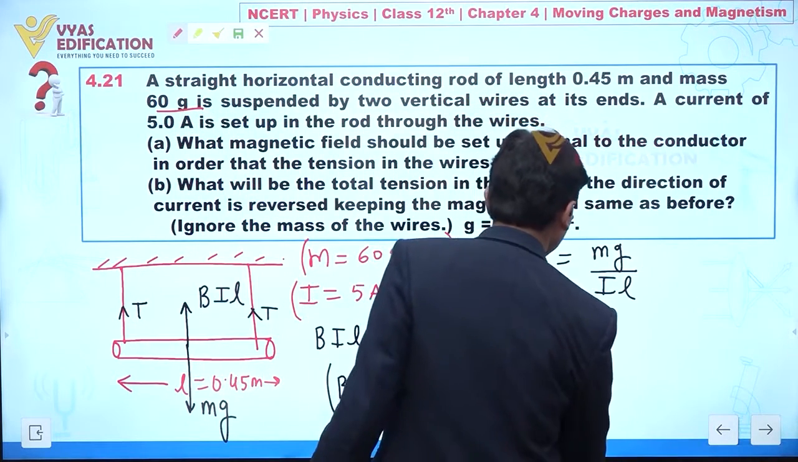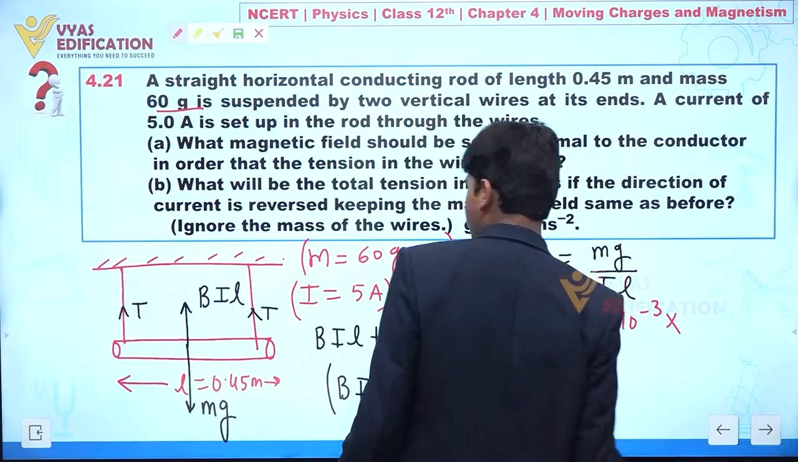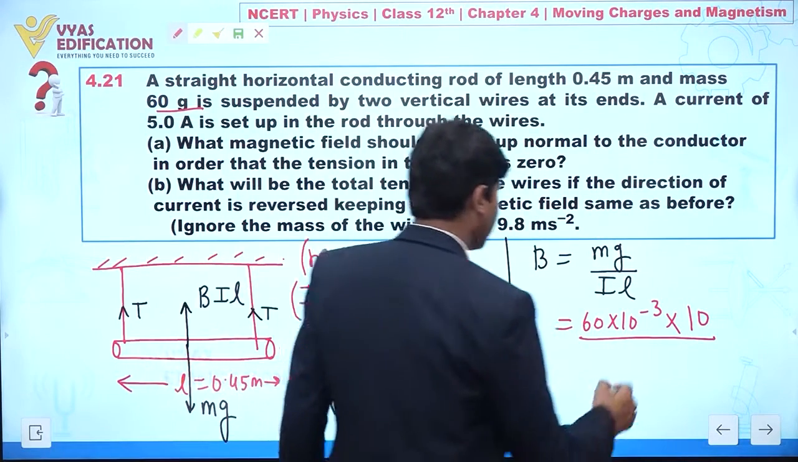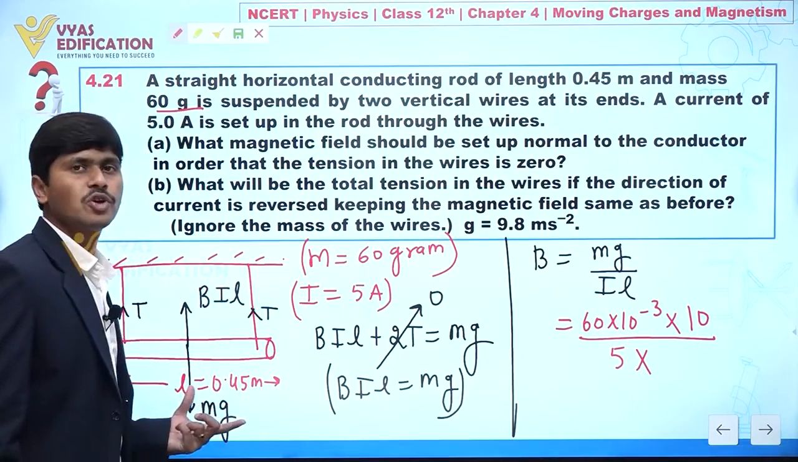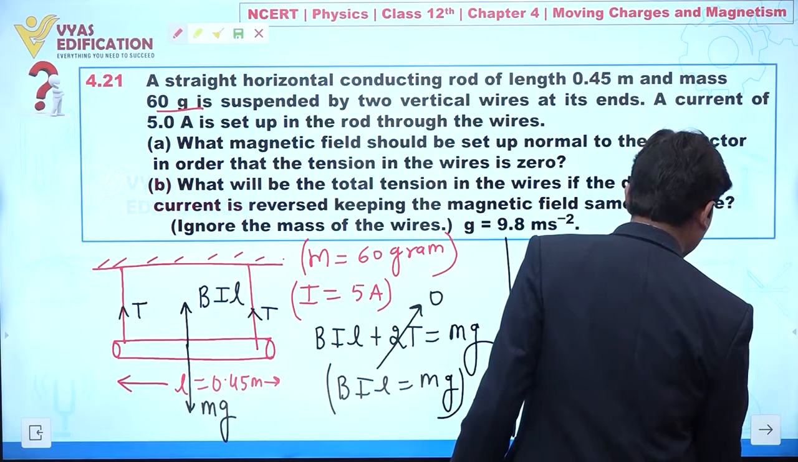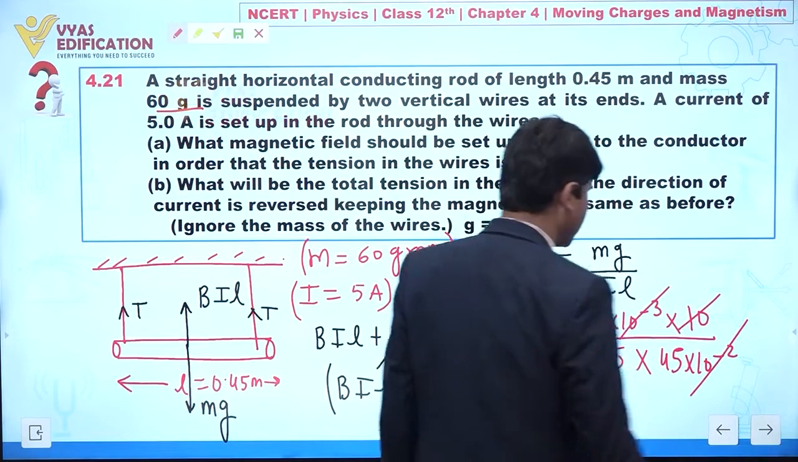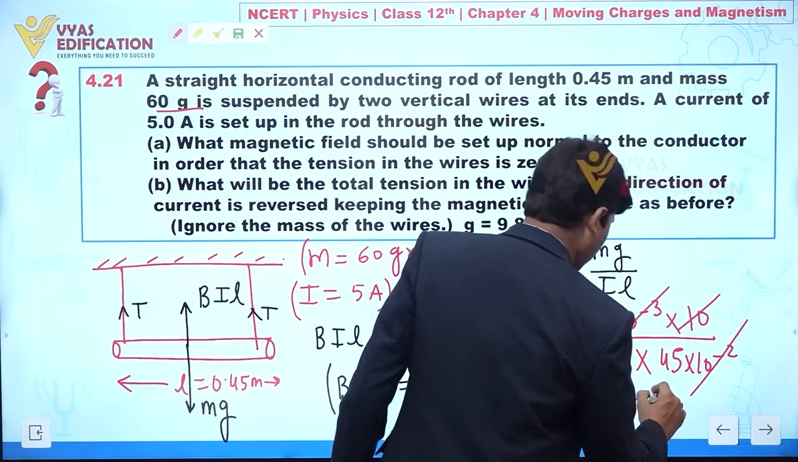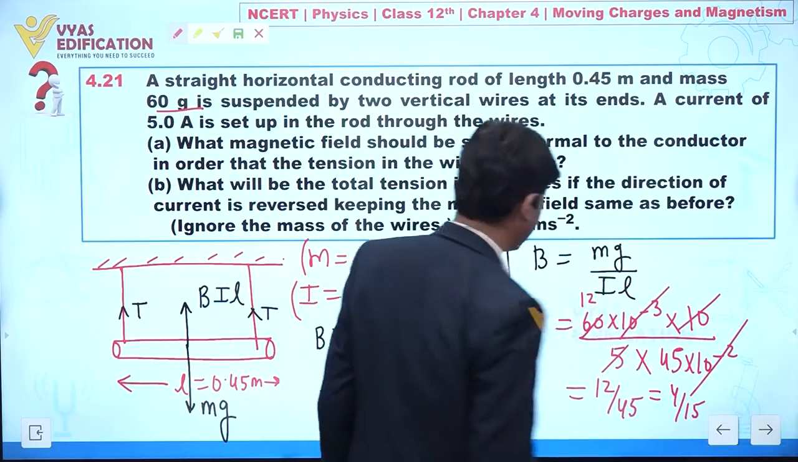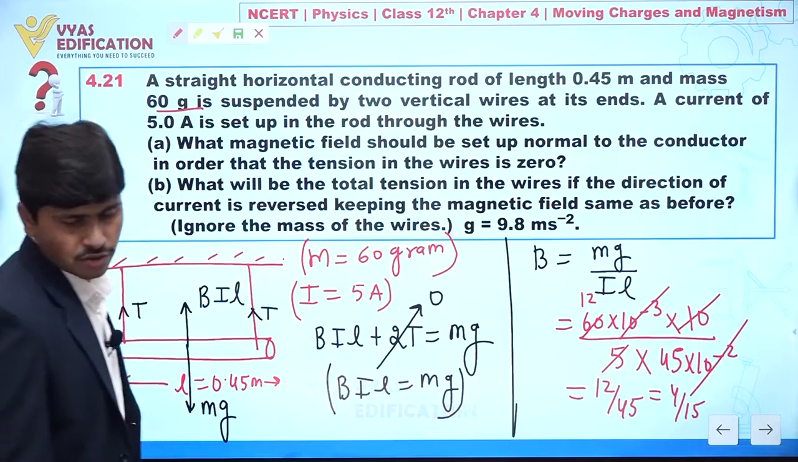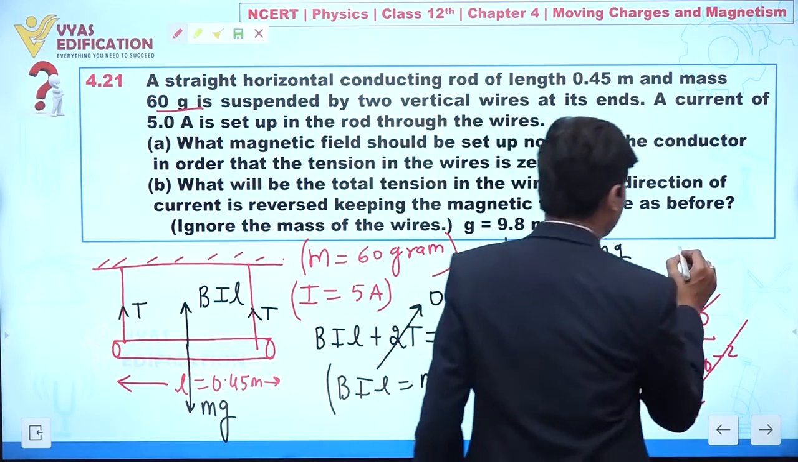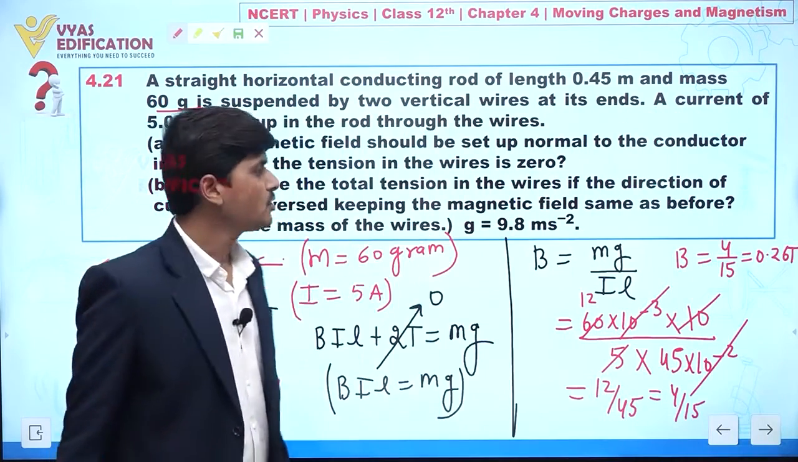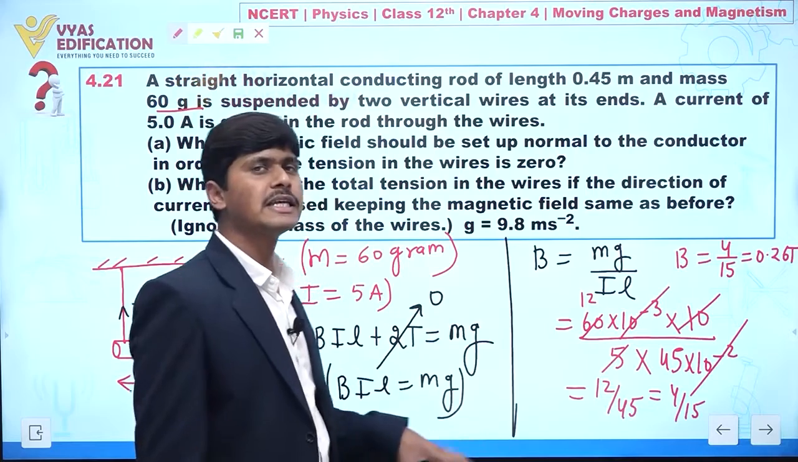The mass is given as 60 gram, so 60 into 10 to the power minus 3. The value of g is 10, divided by the current, which is 5, and the length of the conductor is 0.45 meter, or 45 into 10 to the power minus 2. Everything cancels and we get 12 divided by 45, or 4 divided by 15. So B is 4 by 15, or about 0.26 Tesla. Like this we can calculate the magnetic field so that the tension in the wire becomes 0.